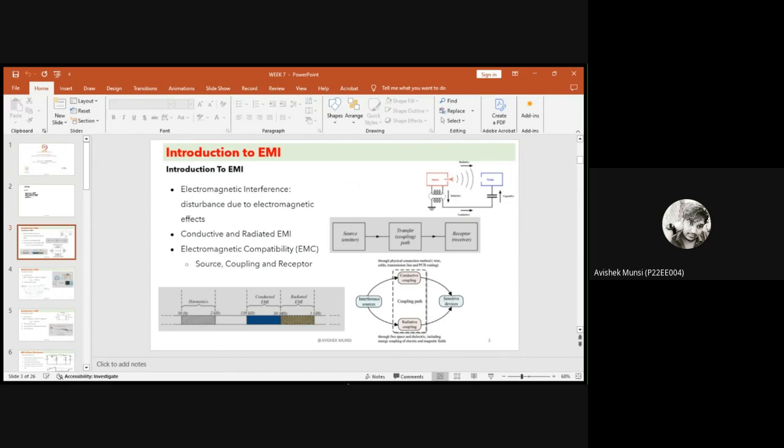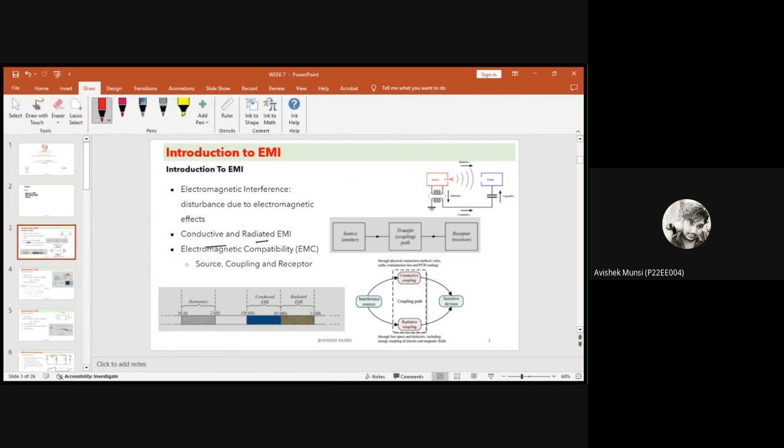Okay. So basically, EMI is of two types. One is conducted EMI, the other is radiated EMI.